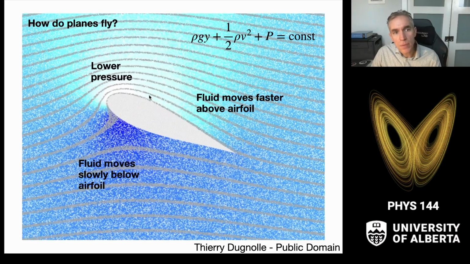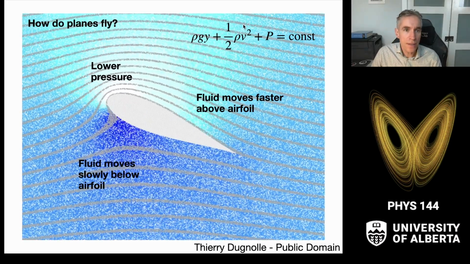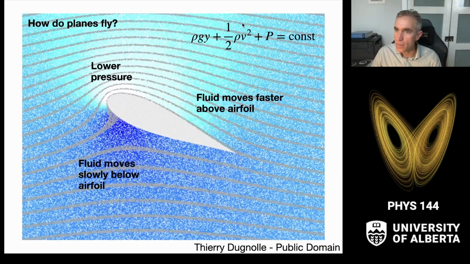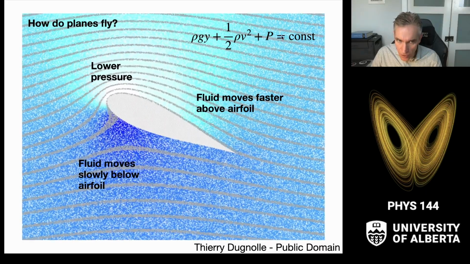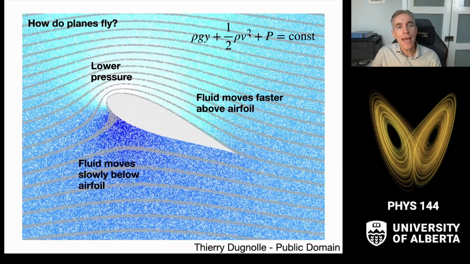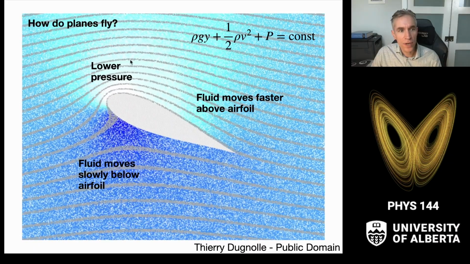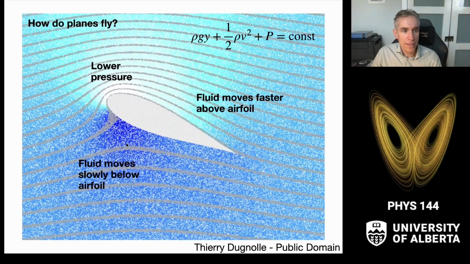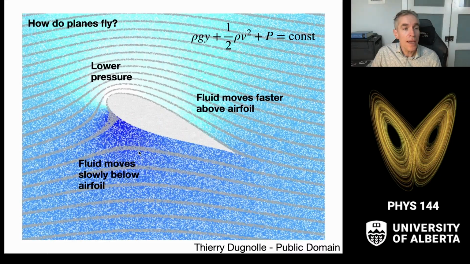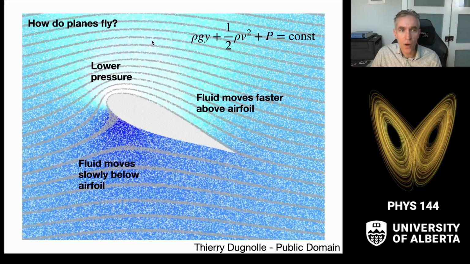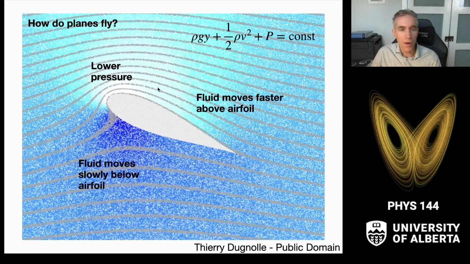And because it has to be moving quickly here, this increases the v term in the Bernoulli equation. As a consequence, the p term has to reduce, and therefore the pressure gets lower relative to the bottom of the airfoil where things are moving relatively slowly. And this produces a net lift on the airplane, which is kind of cool.